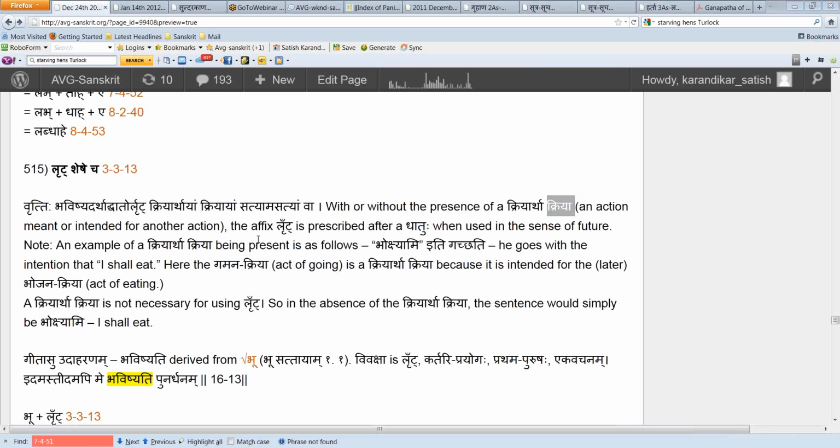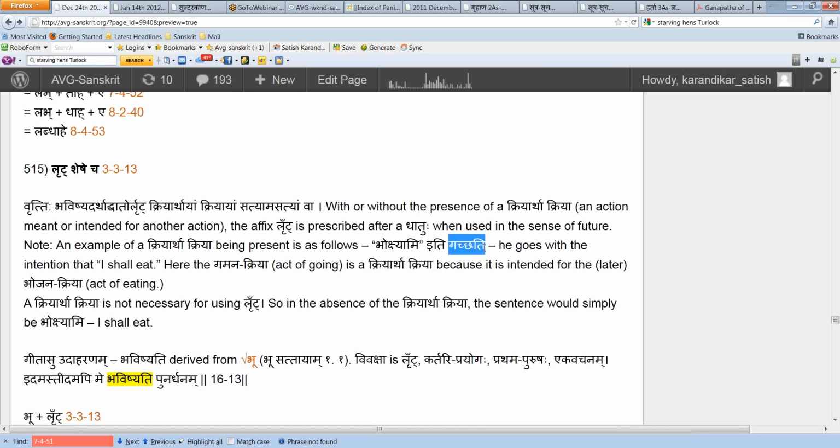The example is bhokshyami iti gacchati. He goes with the intention that wherever he is going, there he will eat. So rut can be used over here. Now this gamana kriya, this action of going, is the kriyartha kriya, because the action of going is done for the purpose of the later action of eating. The action of going is really only a supporting action to the action of eating, because the prayojanam of the gamanam is the bhojanam which comes afterwards.